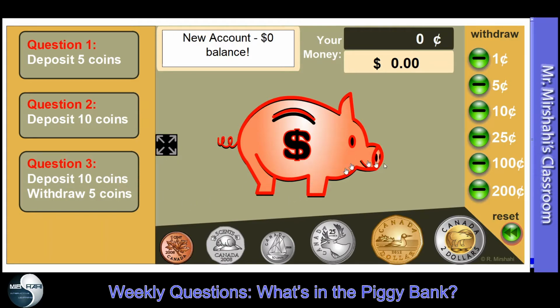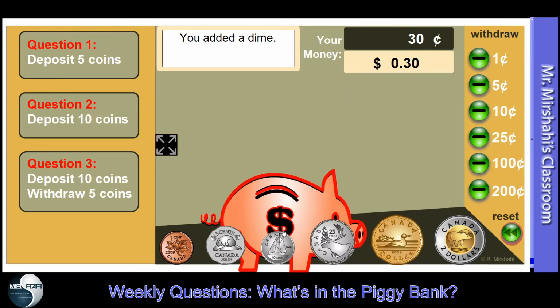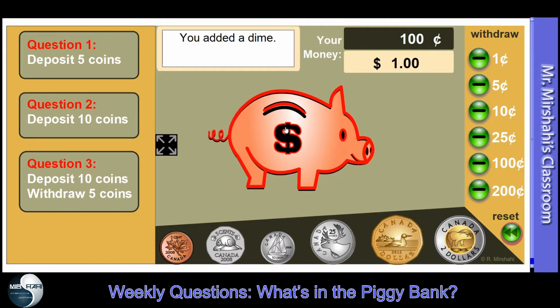This is how it works here. Let me show you what I mean by that. So for example, if I put 10 dimes, 1, 2, 3, I'm going to bring that closer, 4, 5, 6, 7, 8, 9, 10. Remember, 10 dimes is $1. Now, I have $1 or 100 cents.